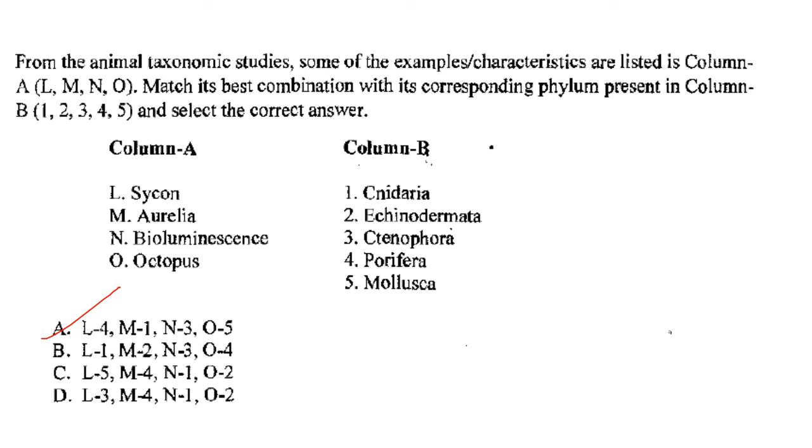From the animal taxonomic study, some of the examples or characteristics are listed in column A, L, M, N, O. Match its best combination with the corresponding phylum present in column B, 1, 2, 3, 4, 5 and select the correct answer. So, Sycon, L4, that is Porifera. M1, Aurelia, that is Cnidaria. Bioluminescence is Ctenophora, N3. And Octopus, O5, that is a mollusk. So the answer is option A, L4, M1, N3, O5.